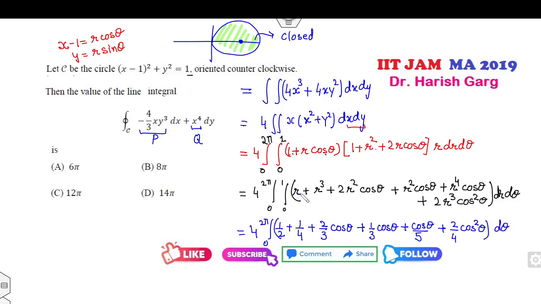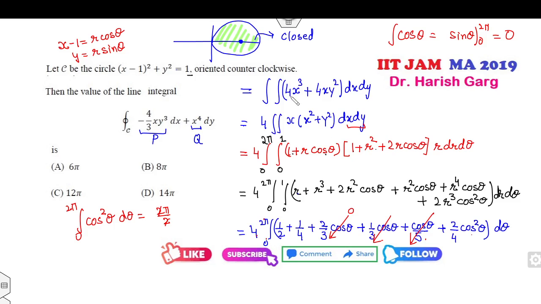Fine. Now what is the integration from 0 to 2 pi? This value will be 0. Why? Because the integration of cos is sine, and when you take the limit from 0 to 2 pi, it is 0. This value is also 0. This value is also 0. And this value, what is the integration of cos square? By using the orthogonal property, you must remember the orthogonal property, it will be whatever this angle divided by 2. So that is pi. So I can substitute the answer.